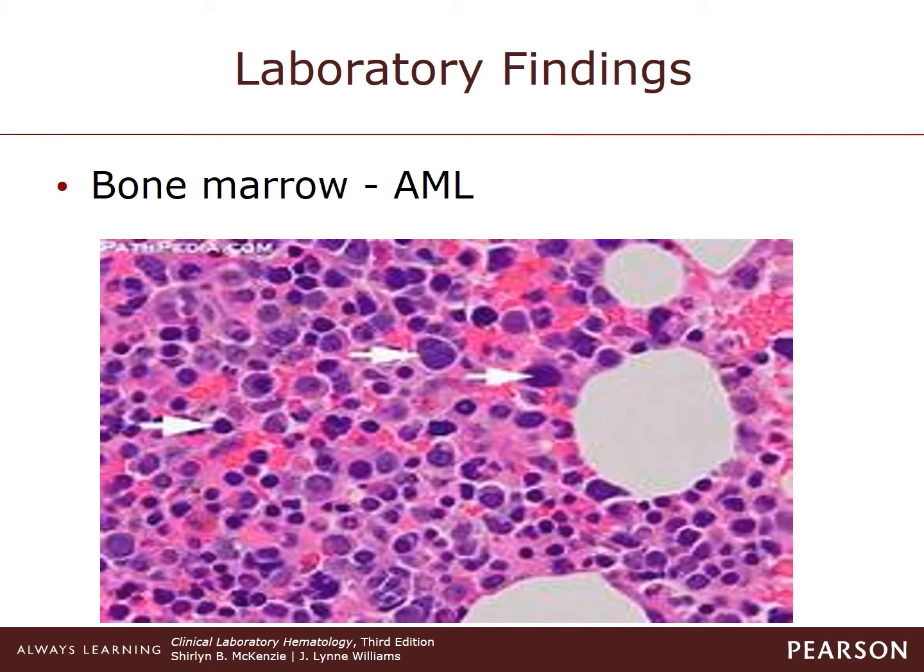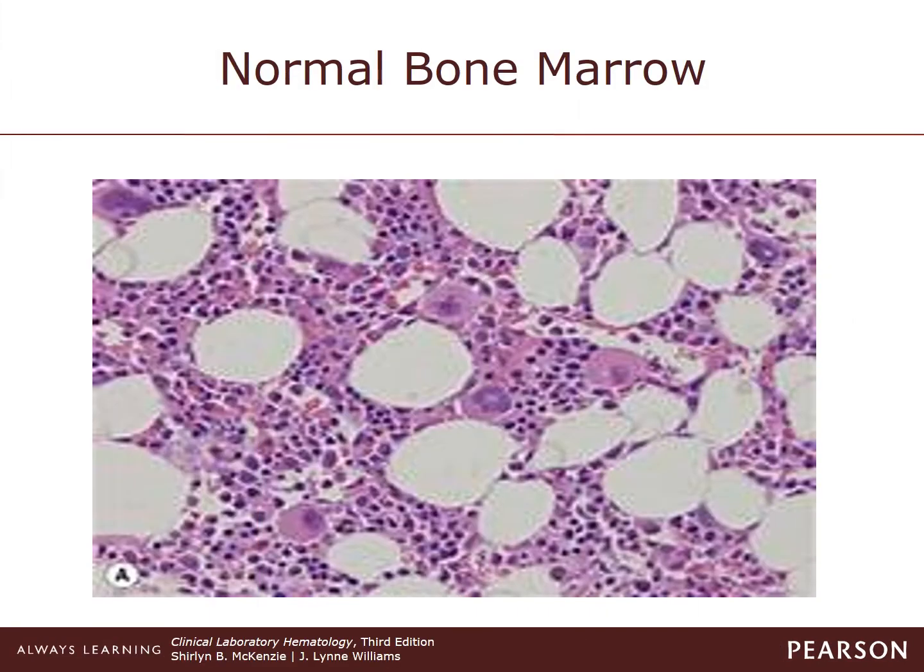So here is a clinical finding of a bone marrow core biopsy put on a slide and stained, and you can see the hypercellular image here and very little fat, and the arrows are pointing to a very large nucleus compared to the other cells in this image. Here is a picture of a normal cellular bone marrow where we have an adequate amount of fat to cell ratio.